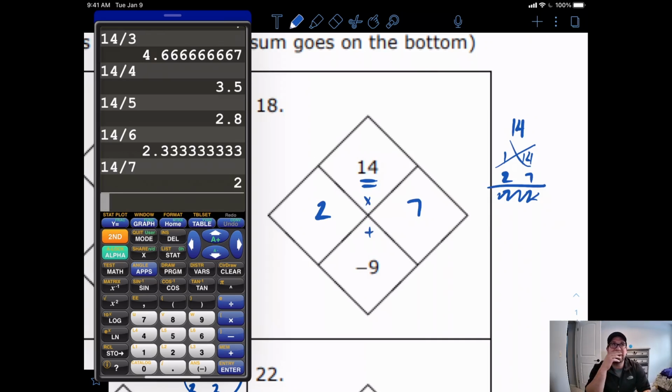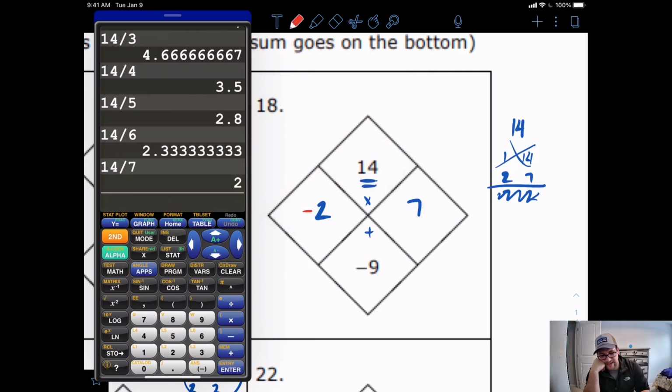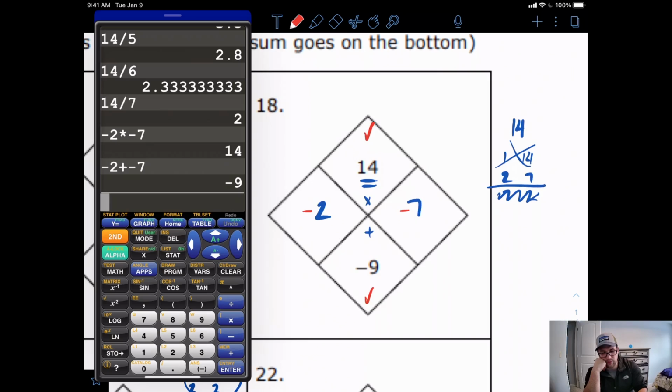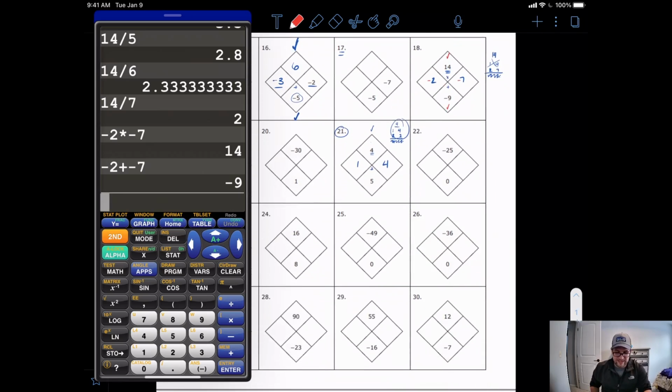Now, this is where we got to start getting a little bit more clever today. We're going to get lots of time to practice this. But sometimes, remember, if I have 2 negative numbers, they're still going to multiply to give me a positive number. -2 times -7 will still equal +14. And in this situation, -2 plus -7 is -9. So now we got it to work for both of these. We got to be a little bit careful as we go trying to make this work.